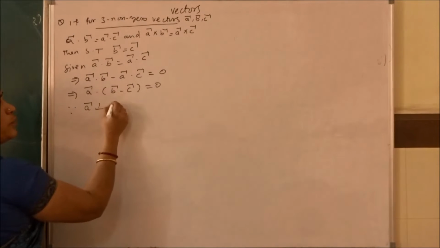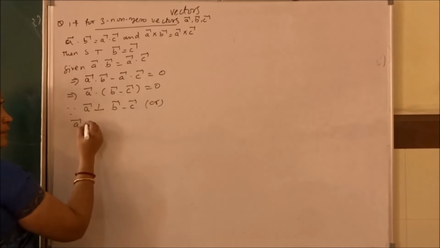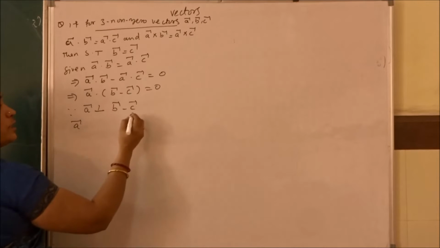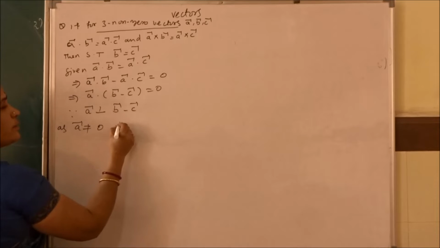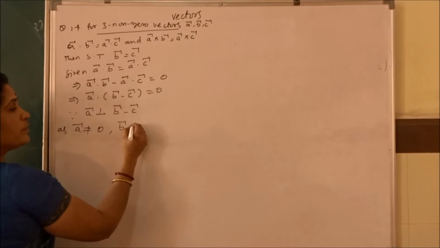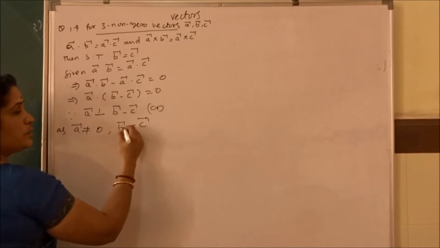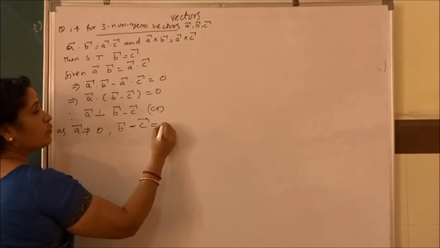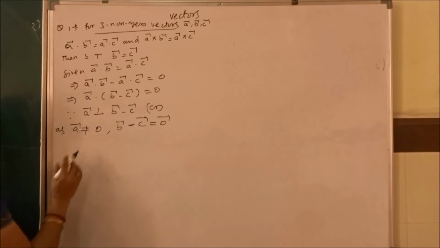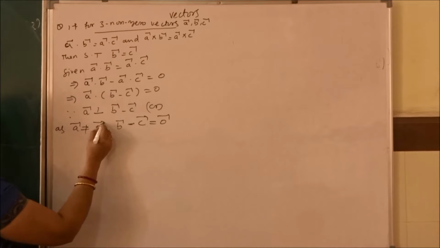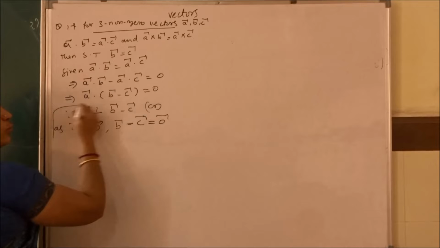So as per given, this implies A vector is perpendicular to B vector minus C vector, or B vector minus C vector equal to 0 vector. A vector is not equal to 0 vector, so B minus C vector may be equal to 0 vector. There are two results: either A vector is perpendicular to this, or B minus C vector may be equal to 0 vector. This is one result. Okay, fine.